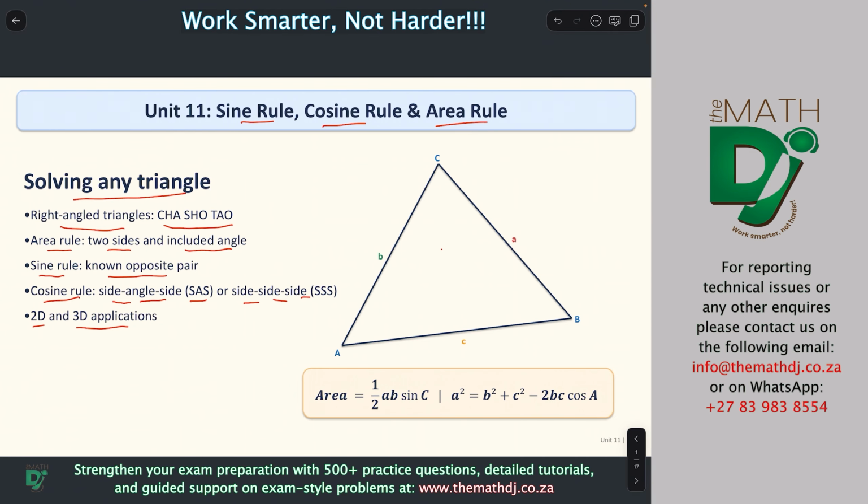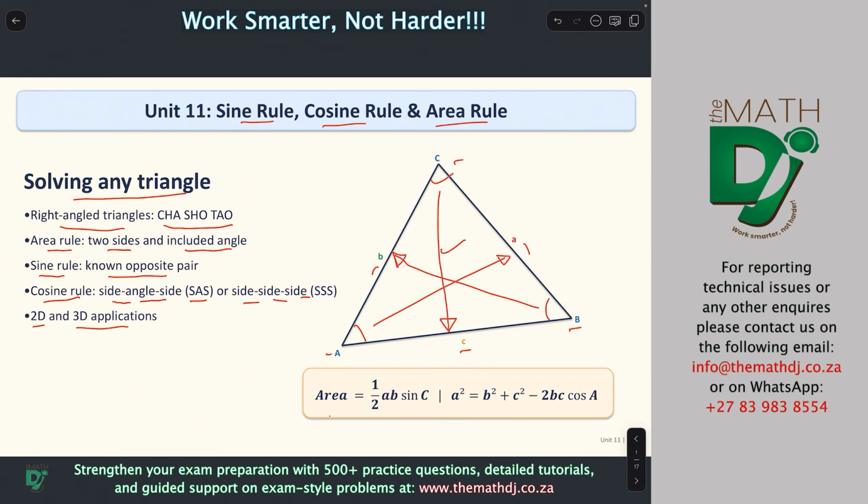So basically, you can have this triangle with sides A, B, and C, and the lengths A, B, and C. As you can see, this angle A corresponds to side A. This angle C corresponds to side C. This angle B corresponds to side B. So that's an important thing to notice.